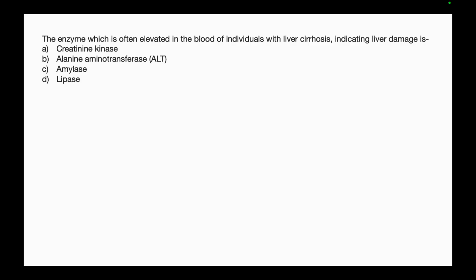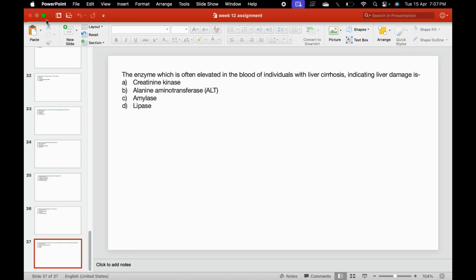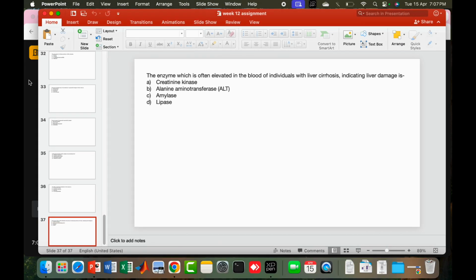And the enzyme which is often elevated in the blood of individuals with liver cirrhosis, indicating liver damage, is ALT, that is alanine aminotransferase. So that's it.